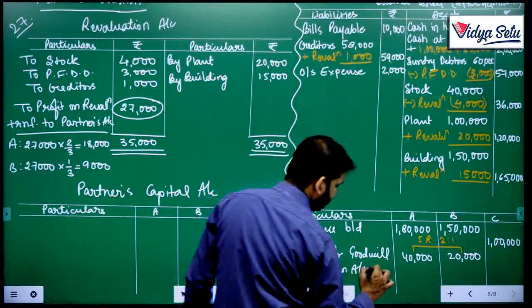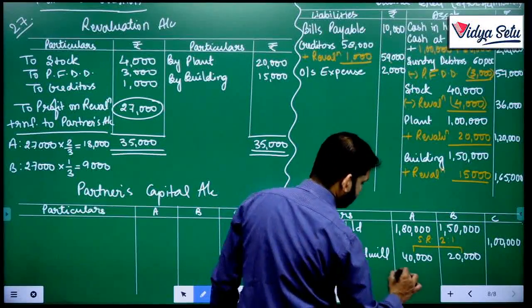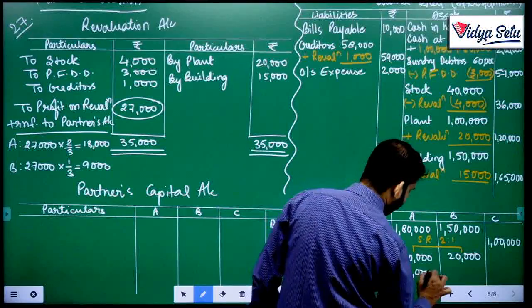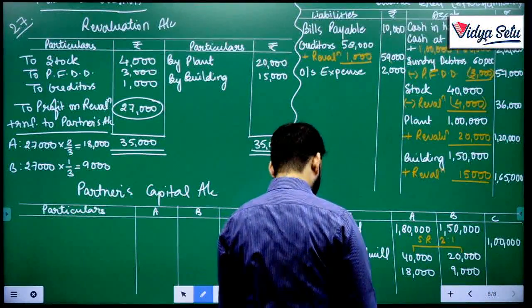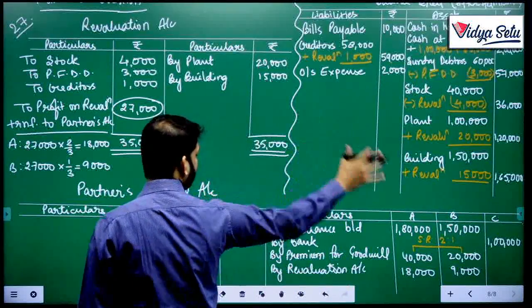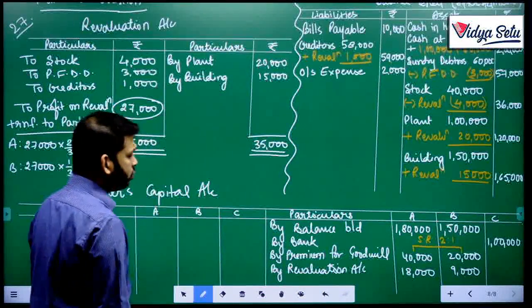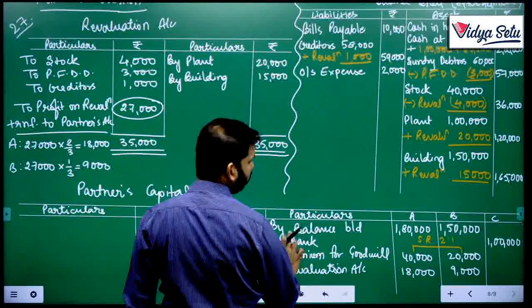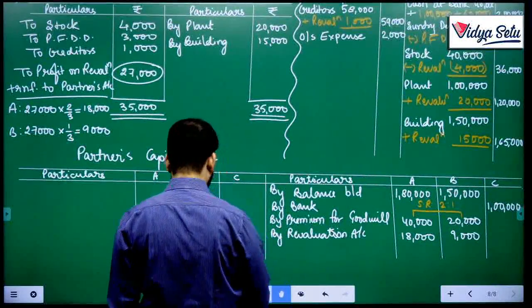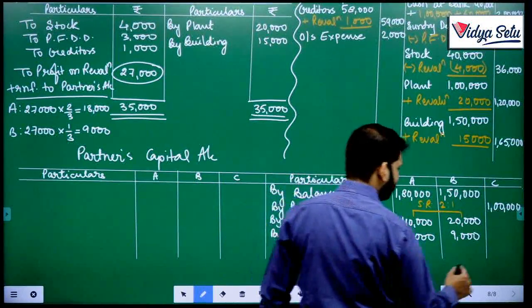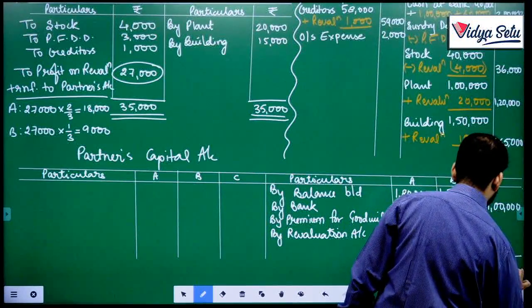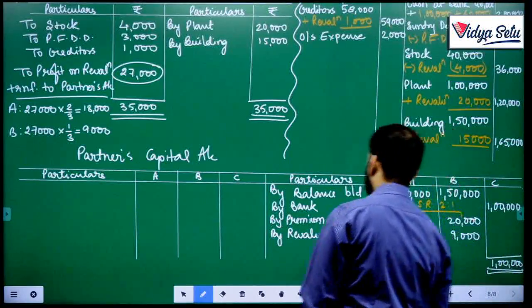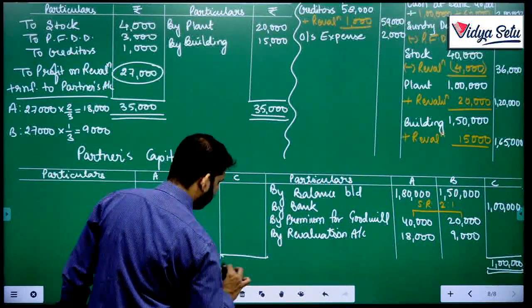By revaluation account, this will be 18 for him, and this will be 9 for him. Okay. Now this is also done. So if everything is done, let's total the partners' capital accounts also, and then we'll go to our balance sheet. So let's see. This one is quite simple to total. 1 lakh. Okay, nothing here.